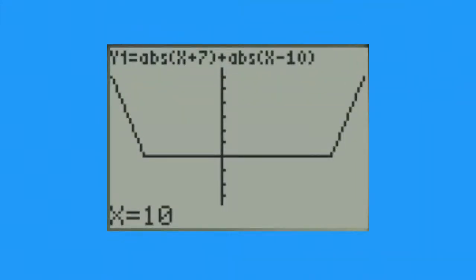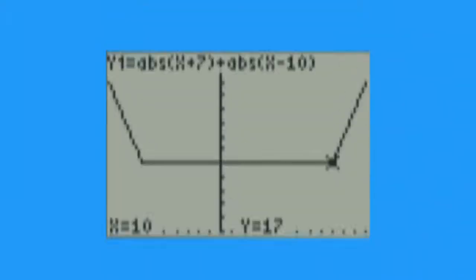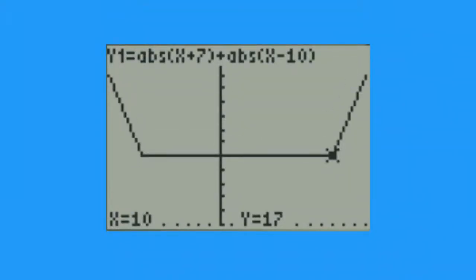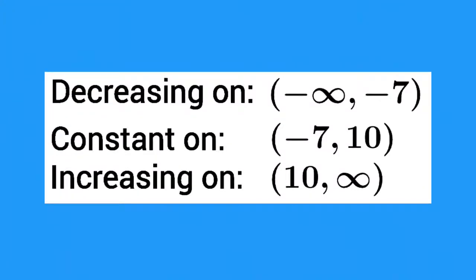You may note that these values which we find are the same numbers that appear in the absolute value functions originally. Take a minute and think about why these are such important numbers for this particular problem. Here is where the function transitions from constant to increasing. All in all, we identify that the function is decreasing from negative infinity to negative 7, it is constant from negative 7 to 10, and increasing thereafter.